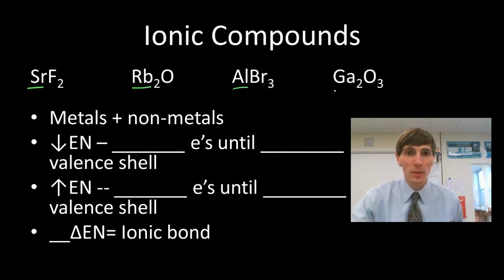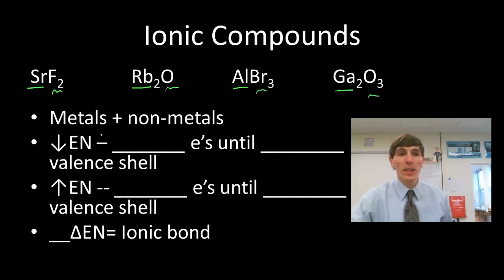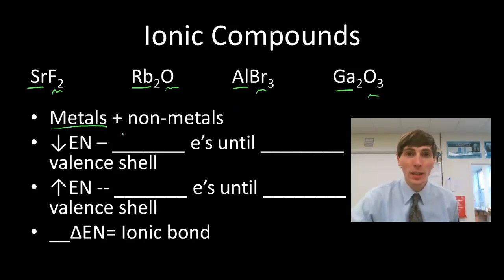Strontium, rubidium, aluminum, gallium. And they're going to be paired up with a nonmetal: fluorine, oxygen, bromine, oxygen. So when I have metals and nonmetals bonding together, we're talking about an ionic bond. In these ionic bonds, metals have a really low electronegativity. They have a really low tendency to hog electrons. Because of that, they're going to readily lose those electrons.